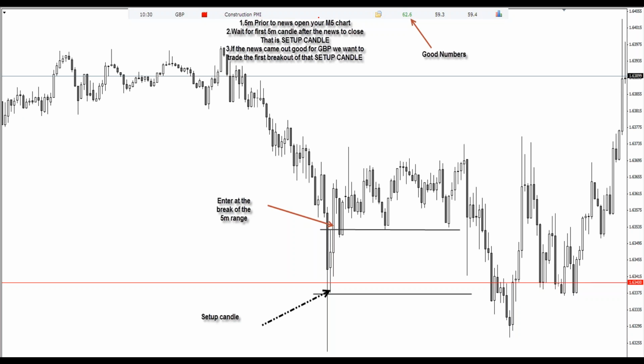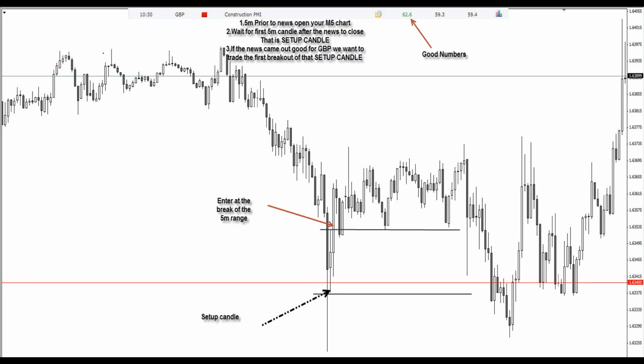So construction PMI came better than expected. Deviation is the difference between predicted and the actual number. So when you see a green number, it will usually deviate to the upside from predicted number. This is a very good number. So we want to trade news spike. Remember, now mark my words, guys, news spike. It means you will scalp the news spike. You don't want to be in positional trade.